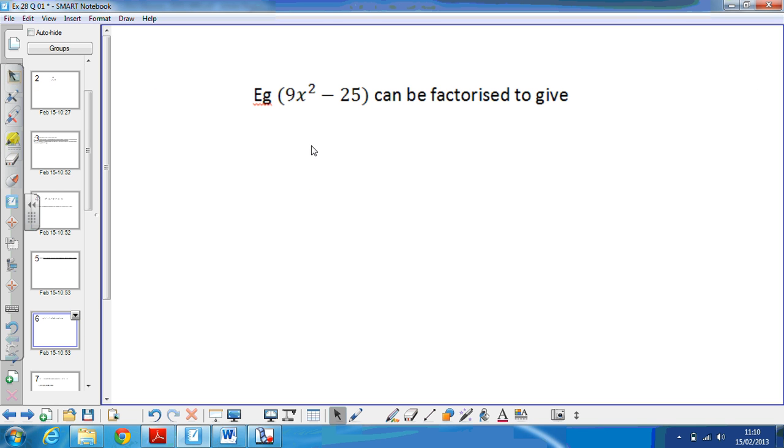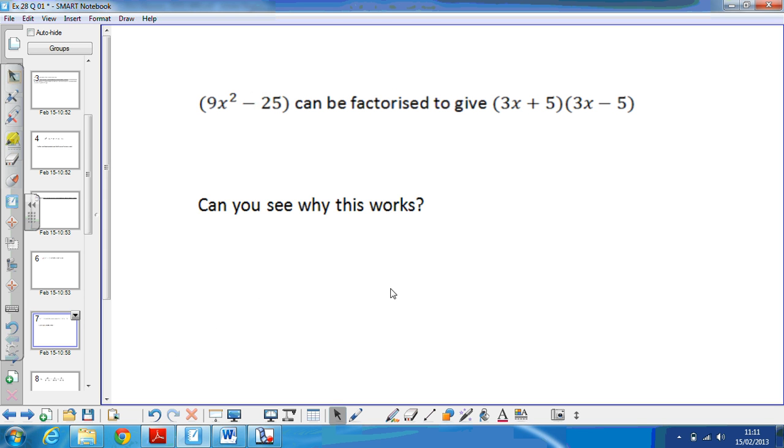For example, we could use this method to factorize this because there's no term involving x and the number is negative. So we just need to square root these two terms and then put them in brackets, one positive, one negative. What do you think that would be? Have a go. If we do it, we can see that we get 3x plus 5, 3x minus 5. The square root of 9x squared, square root of 9 is 3, x, minus 5 and plus 5. Can you see why this works? When you multiply out the brackets, ask yourself the question, why does that always work? Why does this have to be negative?